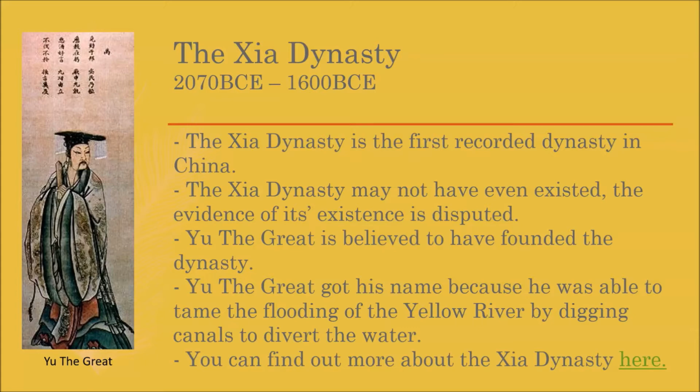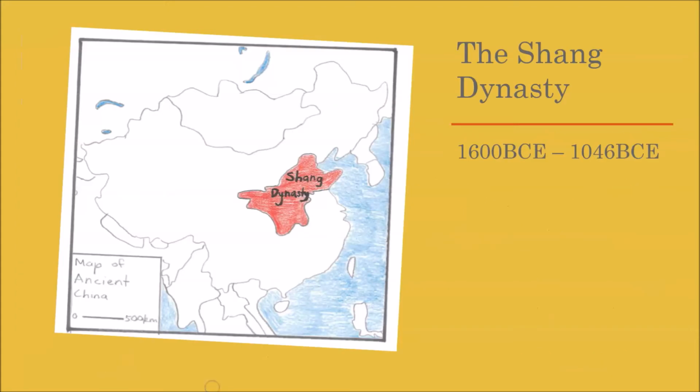Yu the Great got his name because he was able to tame the flooding of the Yellow River by digging canals to divert the water. And you can find more about the Qin Dynasty here. So I'll include this presentation in the description of the video if you want to access that information.